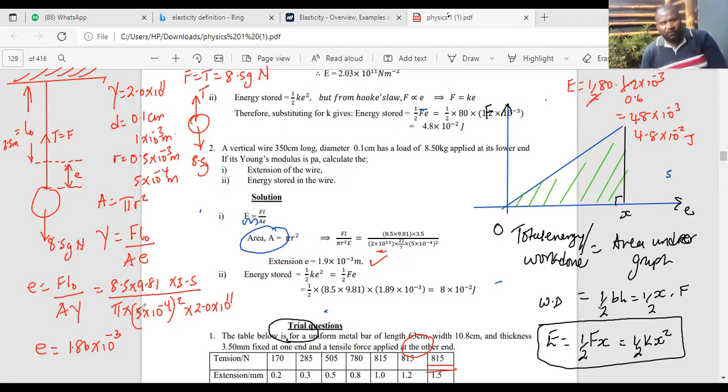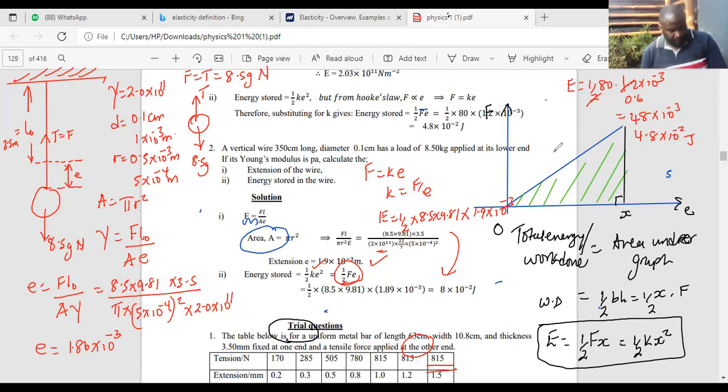Then the energy stored is still got from the formula, a half k e squared or a half F e. Remember, if you do not have the k, you can get the k from force is equal to k e. Then you get k as F over e, if you want to use this one. But you can as well use this when you have force and extension straight away. Energy is a half times the force, which is 8.5 times 9.81, times the extension, which was 1.9 times 10 power negative 3. Then you can consequently get the answer in joules.